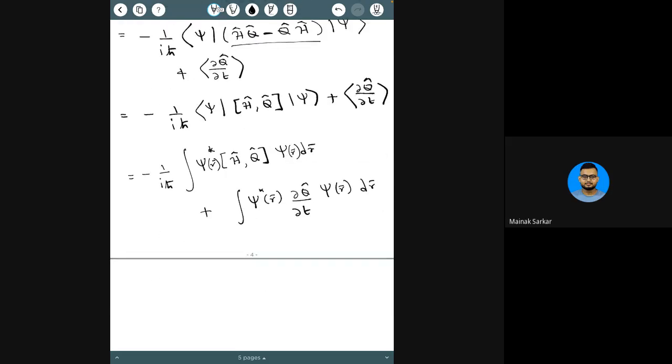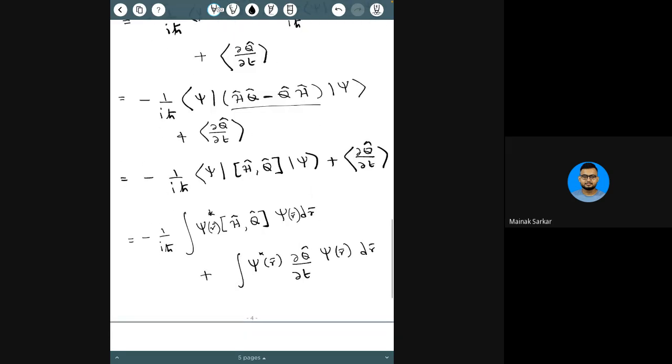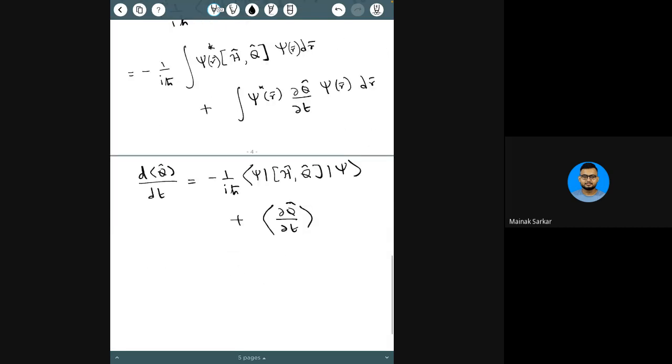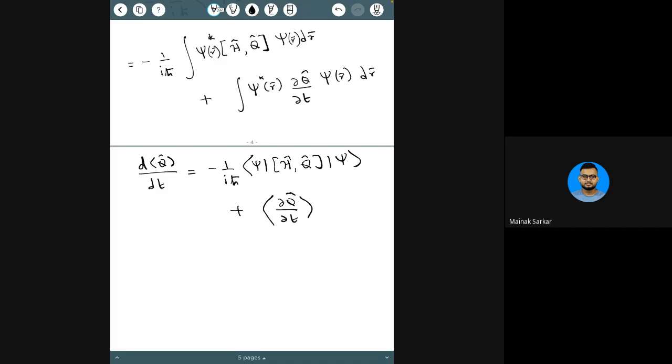So what we arrive at is basically a relation between the time dependence of the operator and the time dependence of the expectation value. This is the final relation that we get. And we can make some important conclusions from this. So let's take some cases.